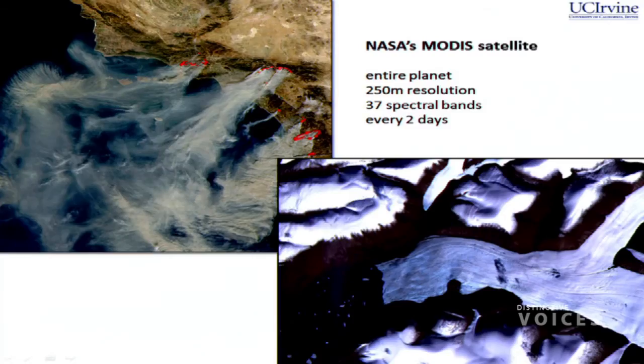Another area where we have a lot of data is remote sensing, looking at the planet. That's been going on for maybe 20 or 30 years now. The MODIS satellite is an interesting one. There's actually two different ones, but it goes over the entire planet, 250-meter resolution in 37 different spectral bands every 2 days. It's an amazing data set.